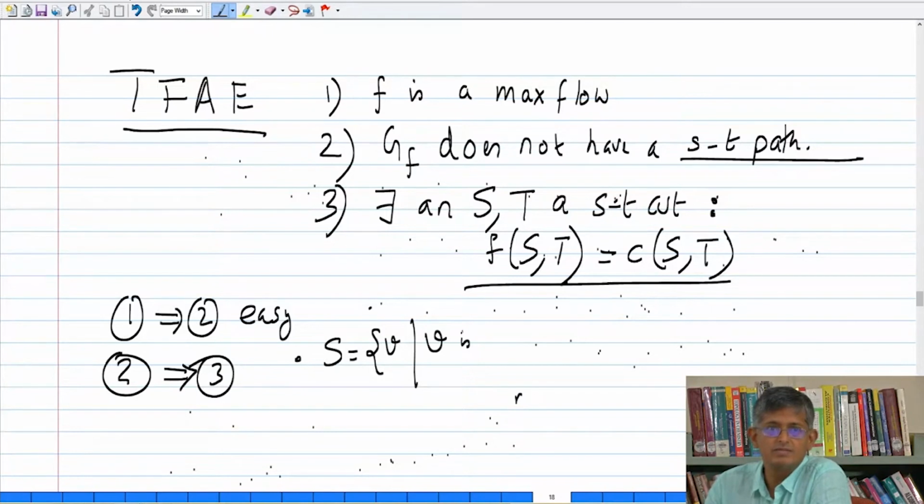What is your idea? Yeah, that's correct. But what would be that cut? Because I want a little bit more. I want to argue that the value of that flow is actually equal to the capacity of that cut. What would be that cut? So you simply take all the vertices which are reachable from S.